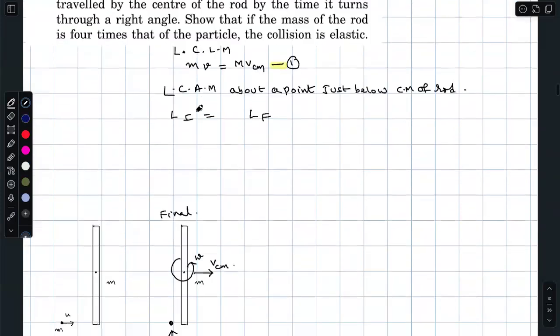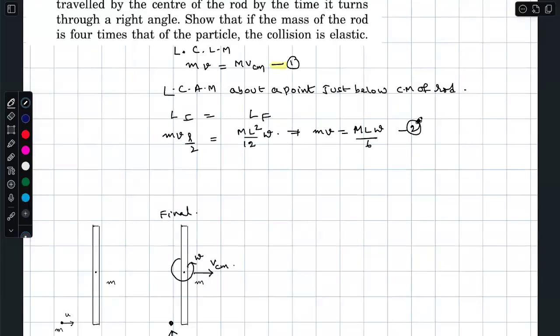Therefore, my point is L initial will be simply mv L by 2 is equal to L final, which is ml square by 12 omega, which implies mv is ml omega by 6, equation 2.